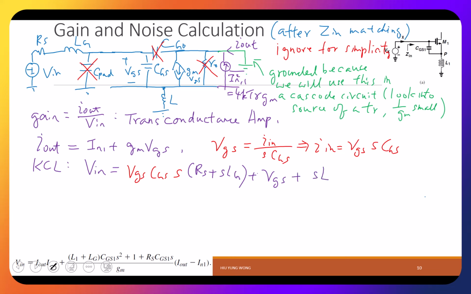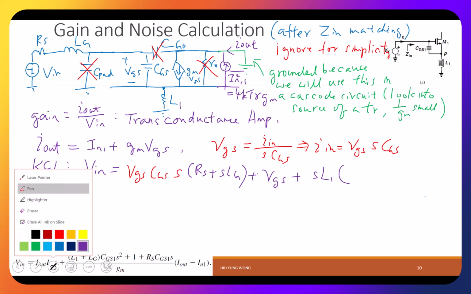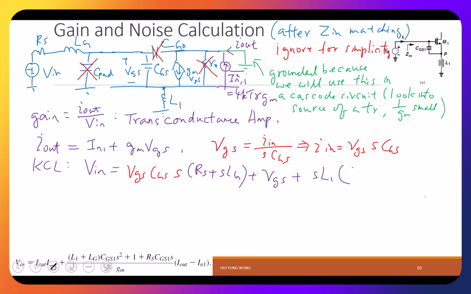And then what is the potential drop across R_L? Now, the impedance is sL_1. But what is the current? Well, the current, you have two parts. One is the part coming from input, right? From R_in. Another part is coming from here, right? Okay? So because of this, this is equal to I_out plus, again, this is the current V_GS sC_GS. Do you see what I'm doing?